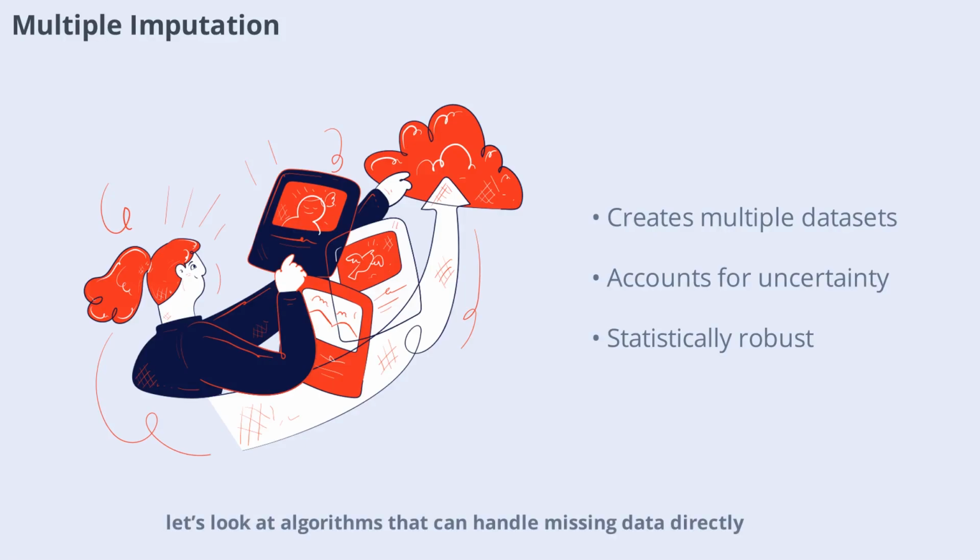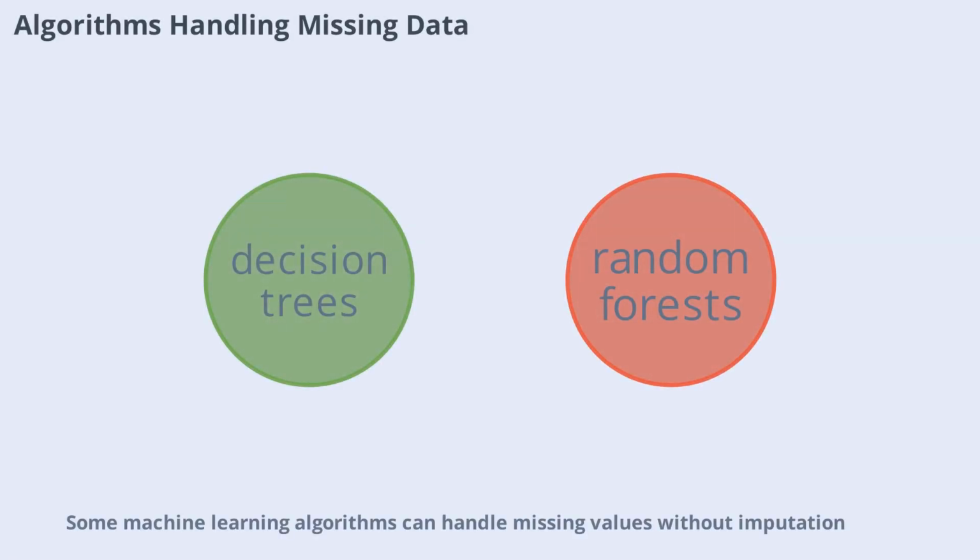Next, let's look at algorithms that can handle missing data directly. Machine learning algorithms can handle missing values without imputation. For example, decision trees and random forests can split data even if some values are missing. These algorithms use surrogate splits or other techniques to make the best use of available data. This approach can save time and reduce the risk of introducing bias through imputation.